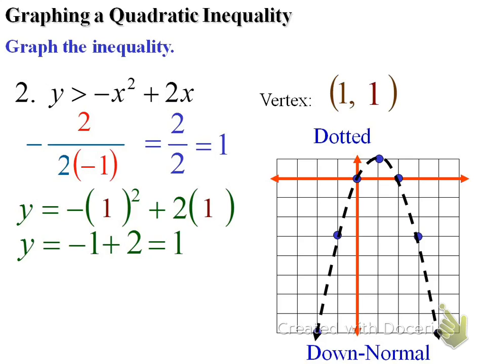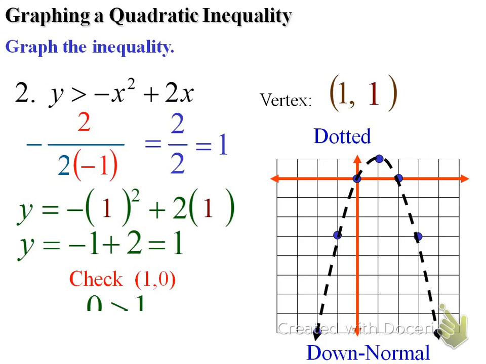Now, we have to decide where to shade. Can I use the test point 0, 0? No, because it's on the line. That's not going to help us with anything. So I'm going to test the point 1, 0. That'll put me right inside the parabola. So if it's true, I'm going to shade inside. If it's not true, I'm going to shade outside.